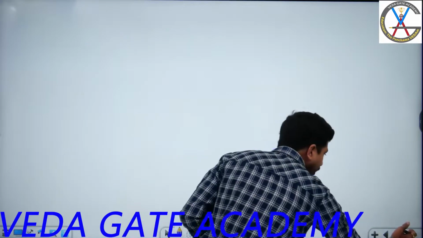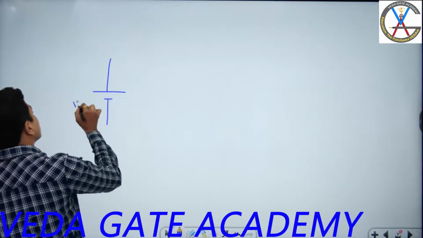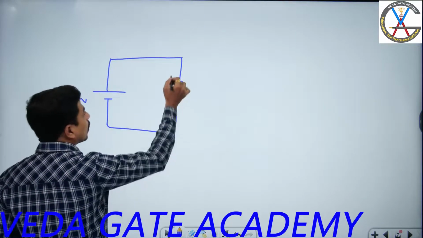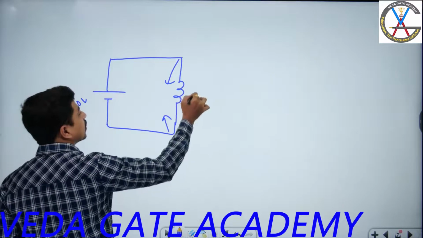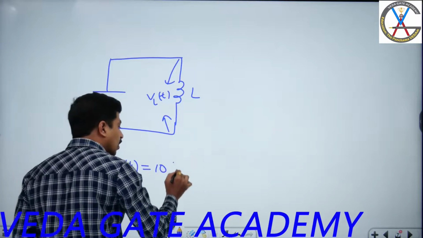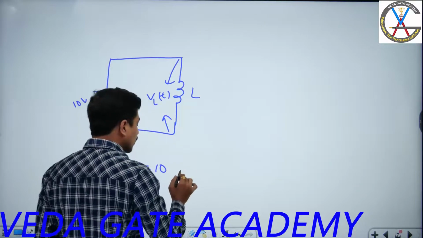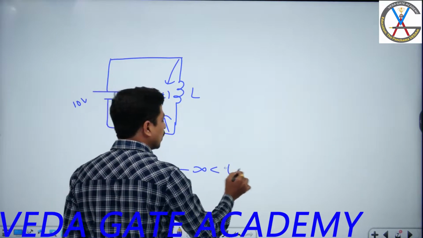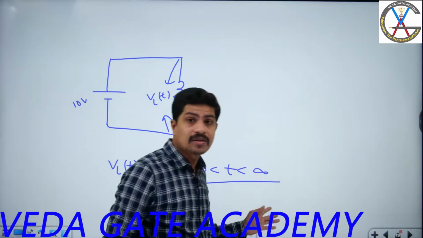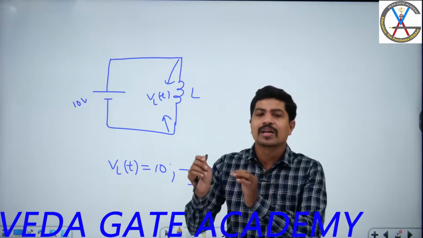Now, if I draw one more circuit, observe, this is 10 volts. No switch and no u of t. Now here it is very much different. VL of t is equal to 10 for all t, meaning for minus infinity less than t less than infinity. For all time, the voltage across the inductor is 10. This circuit is very much different from the previous two circuits. So this is the significance of a step function.